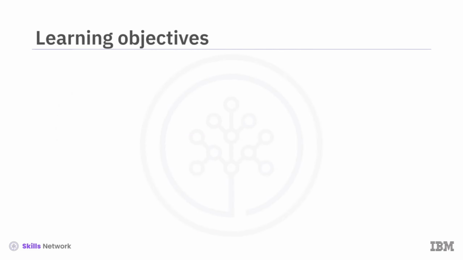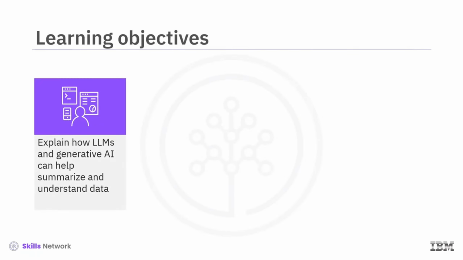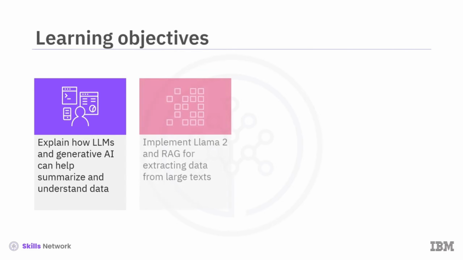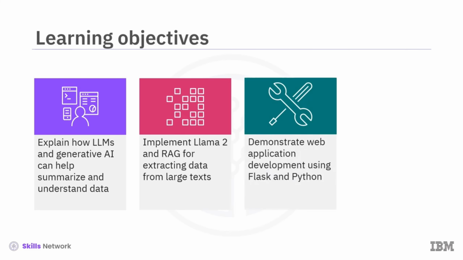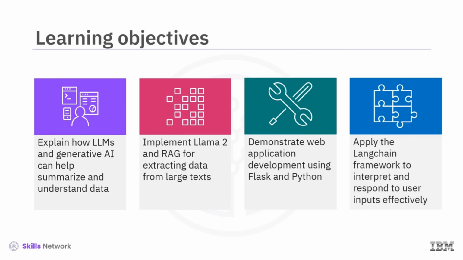By the end of this project, you'll be able to attain the following objectives: explain how LLMs and generative AI can help to summarize and understand data, implement Llama 2 and RAG for extracting data from large texts, demonstrate web application development using Flask and Python, and apply the LangChain framework to interpret and respond to user inputs effectively.